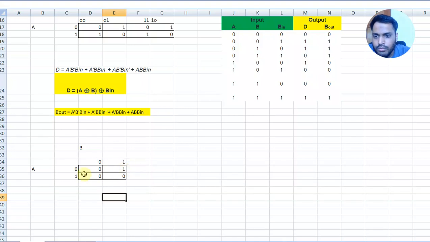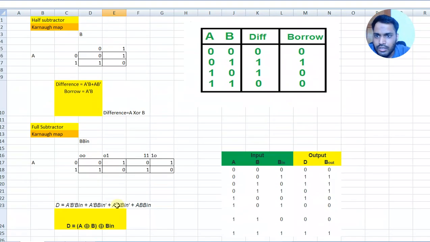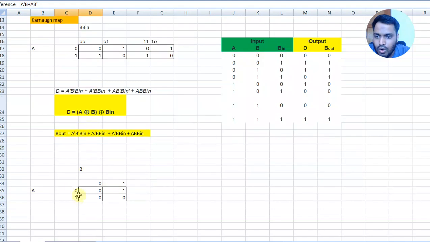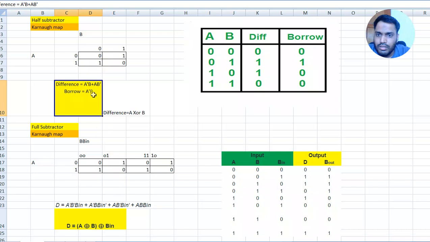So what would be the expression for borrow? It is nothing but A naught B. So A naught B is the expression for borrow. So this is how this expression got from this K map. Difference is A XOR B. Borrow is A naught B. It was simple. Now we'll come to the full subtractor.